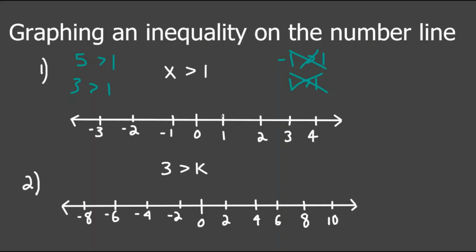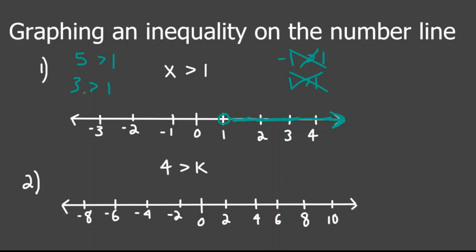When we're graphing it, since it's only greater than, and we're not including 1, we draw an open circle. And now, we're going to draw a line going toward all the numbers that are greater than 1. And then just draw an arrow. Let's move on to our next one.